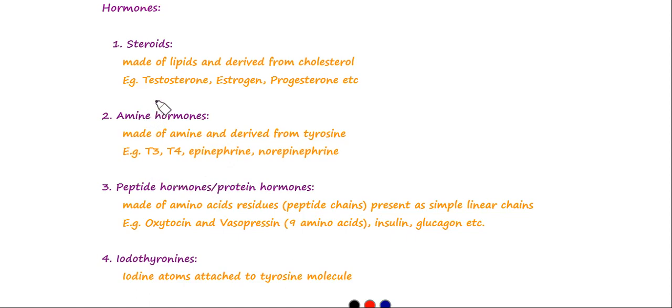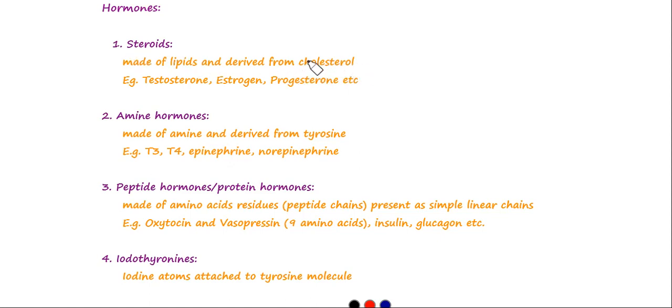So one of the first types that we'll be discussing now is steroids. Steroids are made of lipids and derived from cholesterol. So this is generally made of fats or lipids. Cholesterol is also a type of lipid. So we have a word called sterol, and this is what gives us steroids.